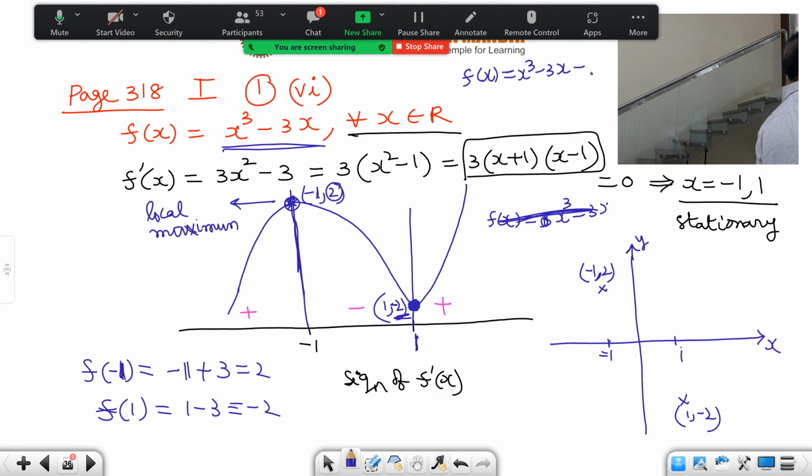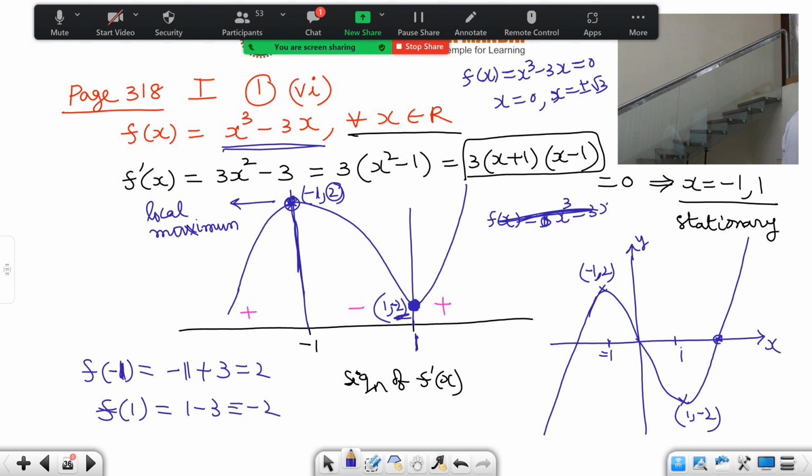If you equate it to 0, you will get either x equal to 0 or x square is equal to 3, means x is equal to plus or minus root 3. At these values the function is 0. So at minus 1 comma 2 there is a local maximum. The graph is passing through the origin like this, and at 1 the minimum value minus 2, and again it is coming up, cutting the x-axis and going up, and here it is going down.